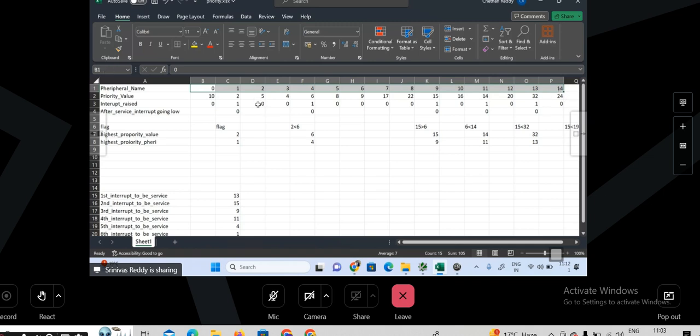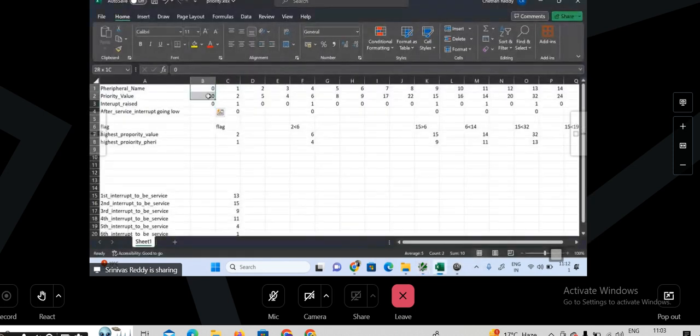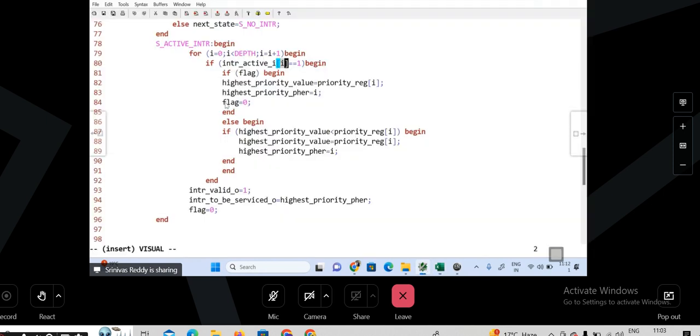Next, what do I need to do after this? Again, compare, right? Flag making to 0. If flag is equal to 0, now I'm making flag equal to 0. Again, else begin, what I'm doing here? Highest priority value, what is highest priority value now? 2. 2 is less than the priority register of i. What is the priority register of i? This is coming to the else block now. What is the next value? This is 6. 2 is less than 6. Is this condition true?